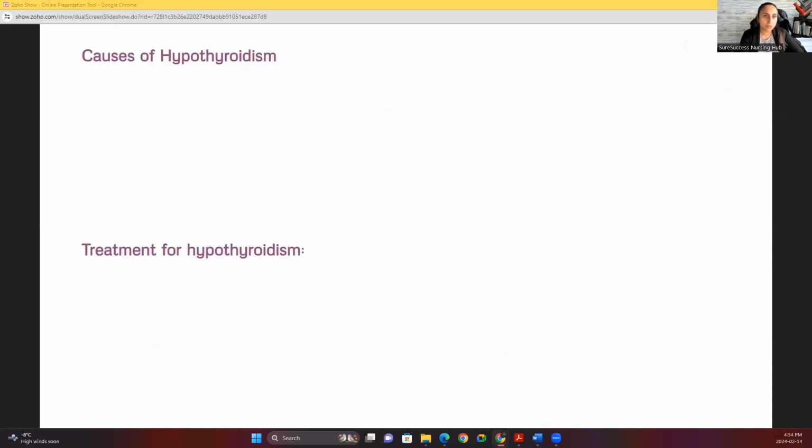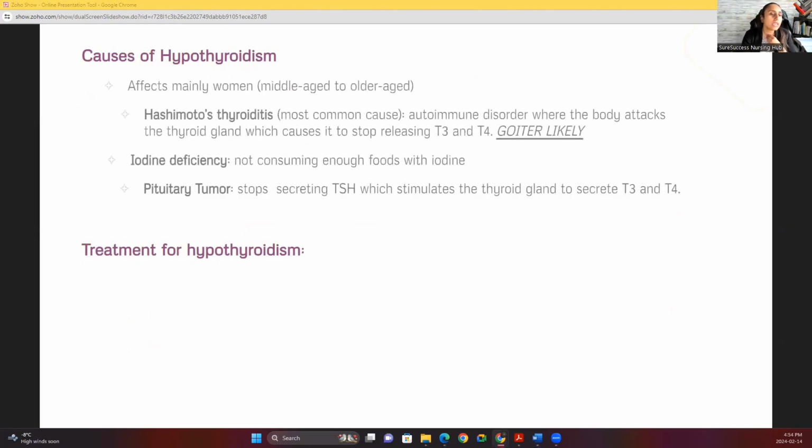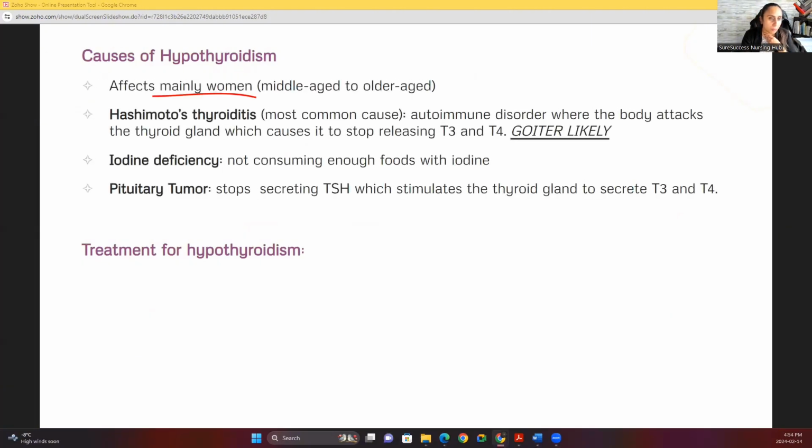And the causes: why hypothyroidism, why is my thyroid not working? Very commonly it affects women. Or your thyroid is not working because there is an inflammation or an autoimmune disorder so that it is not being produced. Iodine deficiency, you are not taking iodine, or there is a tumor in your pituitary gland so it is not releasing TSH, and TSH is not there, so T3, T4 is not happening.